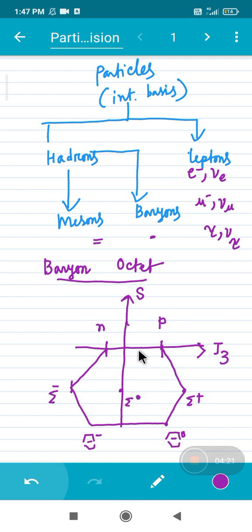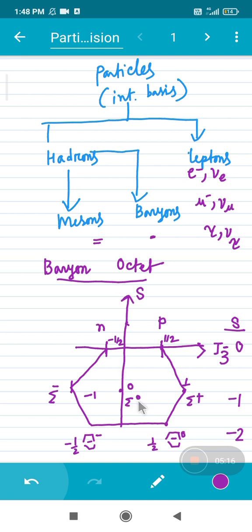Along this x-axis line, the value of strangeness will be 0, along this horizontal line the value of strangeness will be -1, and along this it will be -2. Here I3 will be plus half, here minus half, here -1, for this it will be 0, and for this it will be 1. And here plus half, and here minus half. These are the I3 values. So these are the baryons.